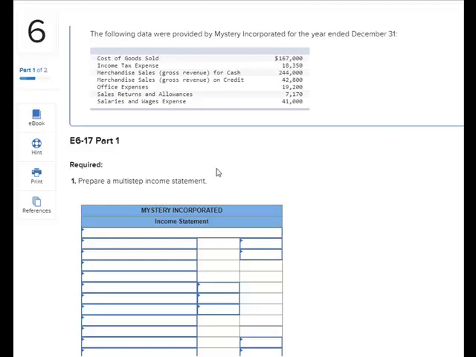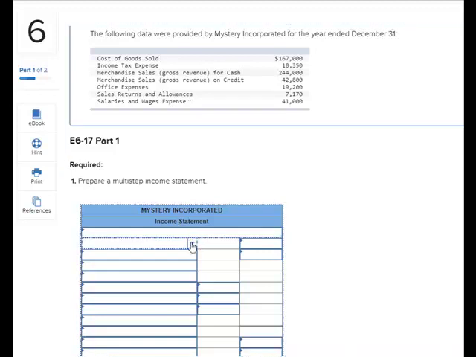In question 6, you're preparing another multi-step income statement, except this time Connect wants you to begin with net sales revenue. So they're not going to have you show the whole or gross amount of sales revenue on the first line and then subtract the sales returns and allowances like we did in the Excel problem.